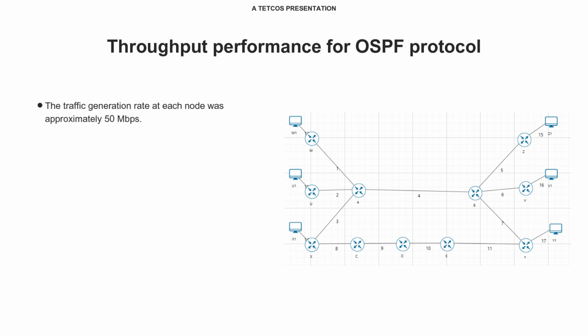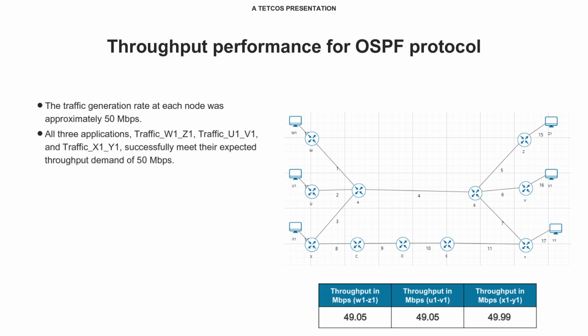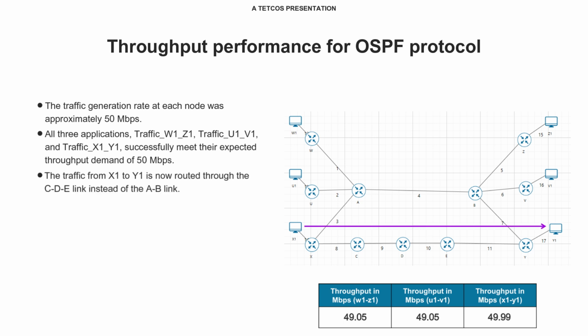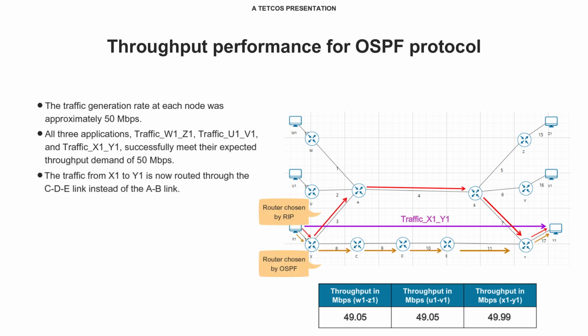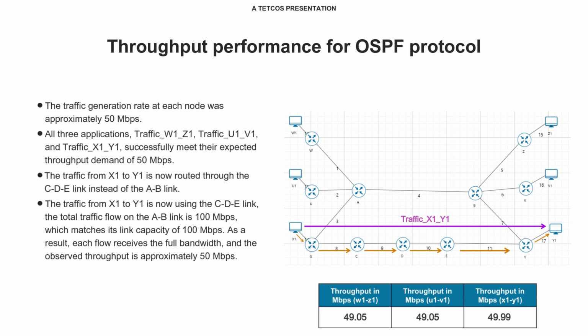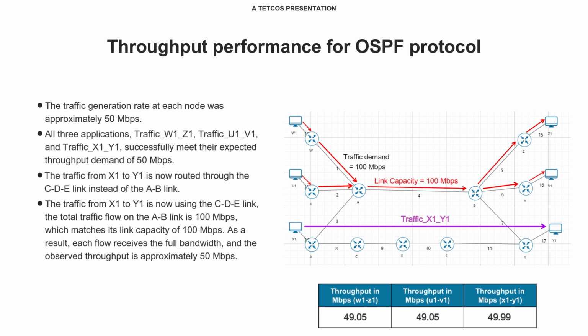Here, the traffic generation rate at each node was approximately 50 megabits per second, and all 3 flows successfully meet their expected throughput demand of 50 megabits per second. This is because the traffic from X1 to Y1 is now routed through the CDE link instead of the AB link. Since the traffic from X1 to Y1 is now using the CDE link, the total traffic flow on the AB link is 100 megabits per second, which matches its link capacity of 100 megabits per second. As a result, each flow receives the full bandwidth, and the observed throughput is 50 megabits per second.